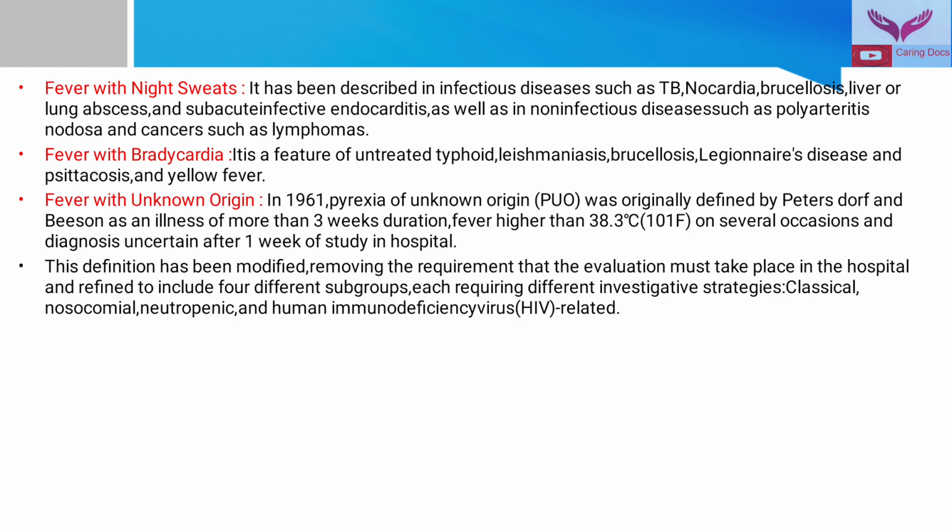Fever of unknown origin. In 1961, pyrexia of unknown origin was originally defined by Petersdorf and Beeson as an illness of more than 3 weeks duration, fever higher than 101 degrees Fahrenheit on several occasions, and diagnosis uncertain after 1 week of study in hospital. The definition has now been modified, removing the requirement that the evaluation must take place in the hospital, and refined to include four different subgroups, each requiring different investigation strategies: classical, nosocomial, neutropenic, and HIV related.